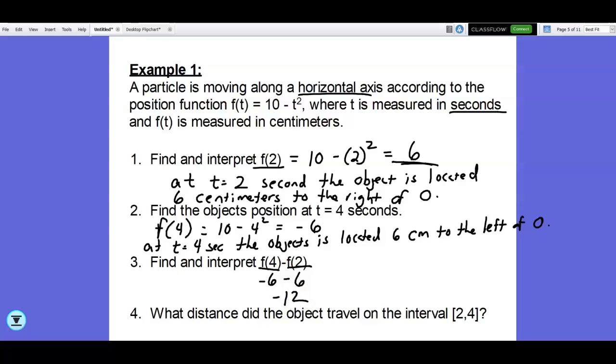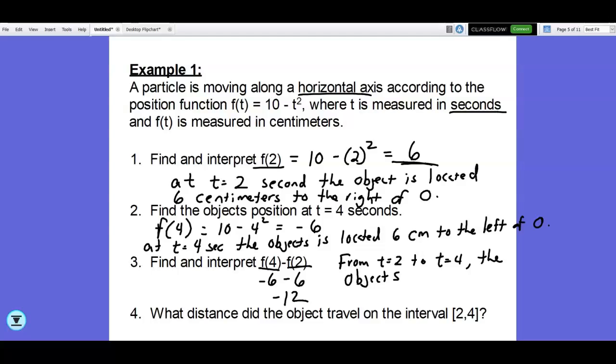And what that tells me is how much the object's position has changed and in what direction it has changed. So from t equals 2 to t equals 4, the object's position changed by negative 12. Now, you could say the object's position changed by negative 12. That would be fine. But I'm going to say it a little bit differently.